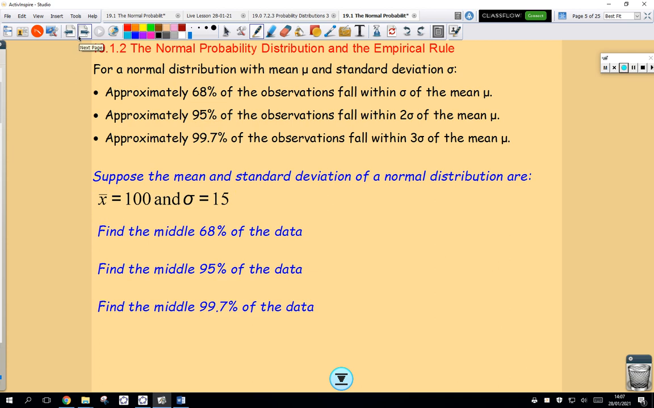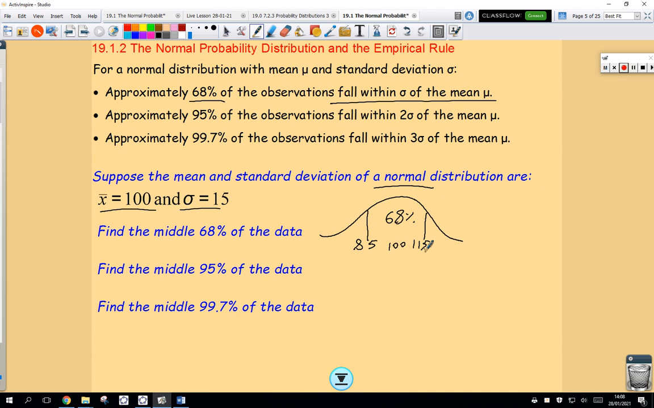Okay, suppose, again, the same distribution, normal distribution, mean of 100, standard deviation of 15. Find the middle 68% of the data. Well, the middle 68% of the data falls within one standard deviation of the mean. So one standard deviation to the left we said was 85. One standard deviation to the right is 115. So the middle 68% of the data would be the interval from 85 to 115.